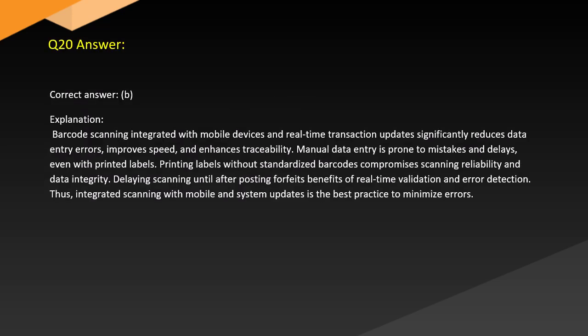Answer. Correct answer, B. Explanation. Barcode scanning integrated with mobile devices and real-time transaction updates significantly reduces data entry errors, improves speed, and enhances traceability. Manual data entry is prone to mistakes and delays even with printed labels. Printing labels without standardized barcodes compromises scanning reliability and data integrity. Delaying scanning until after posting forfeits benefits of real-time validation and error detection. Thus, integrated scanning with mobile and system updates is the best practice to minimize errors.